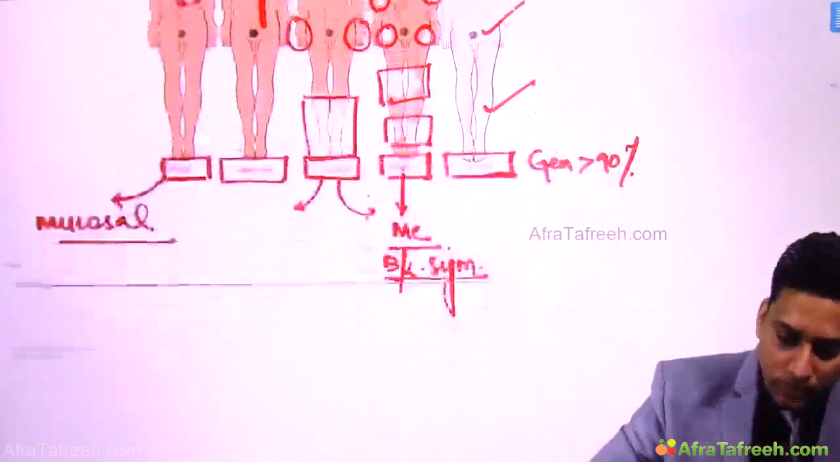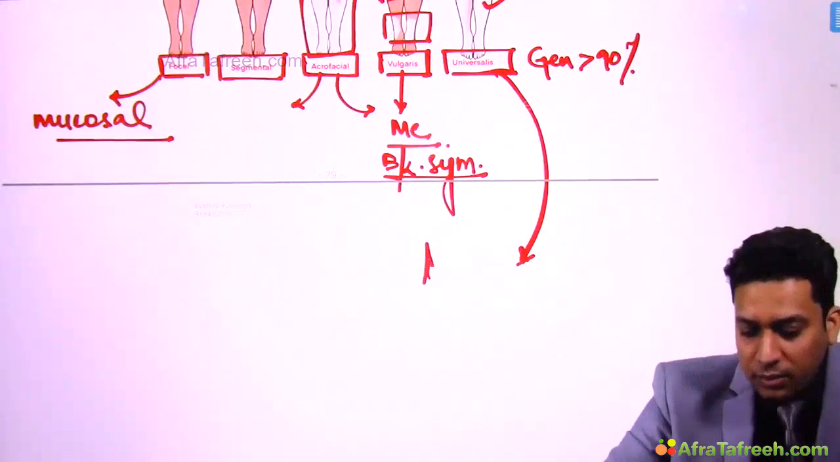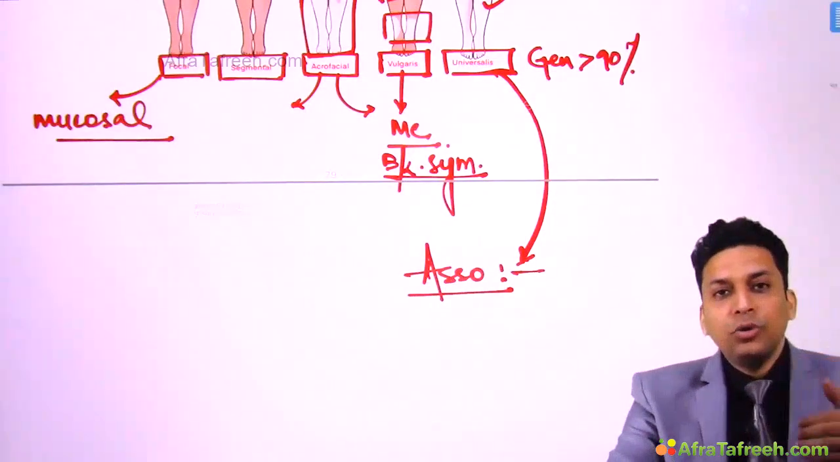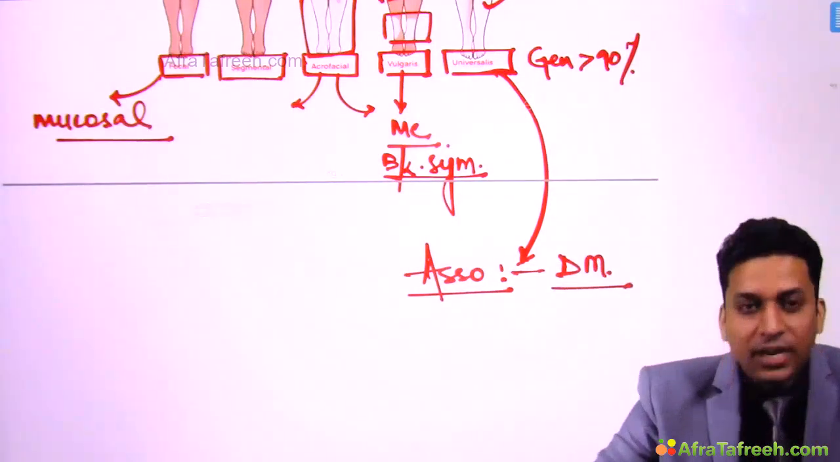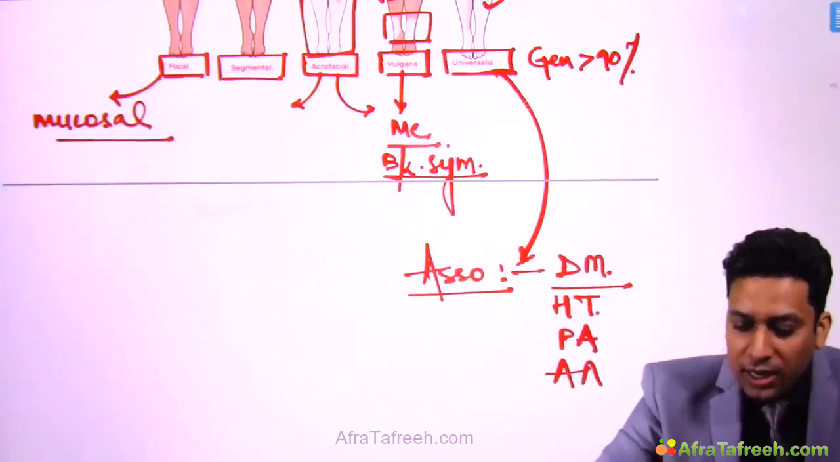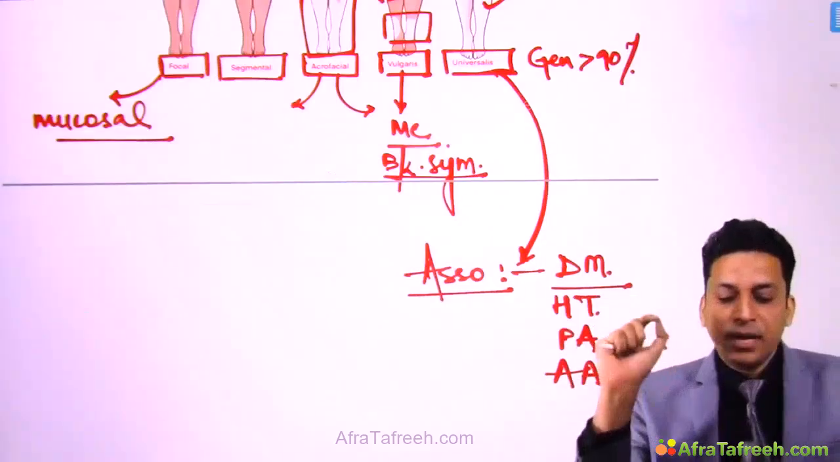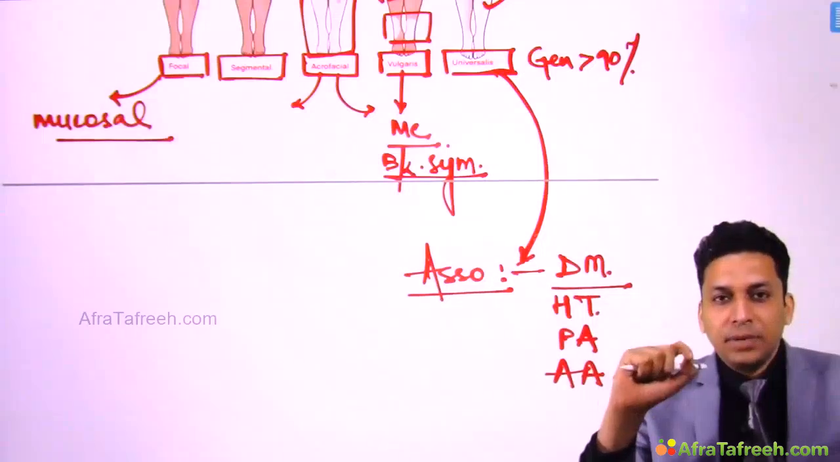Now remember one point, that this universalis type is usually associated with various autoimmune or endocrine disorders like diabetes mellitus, Hashimoto thyroiditis, pernicious anemia, alopecia areata. So these are common associations of universalis type. Universalis type might be associated with Hashimoto thyroiditis, diabetes, pernicious anemia, alopecia areata.